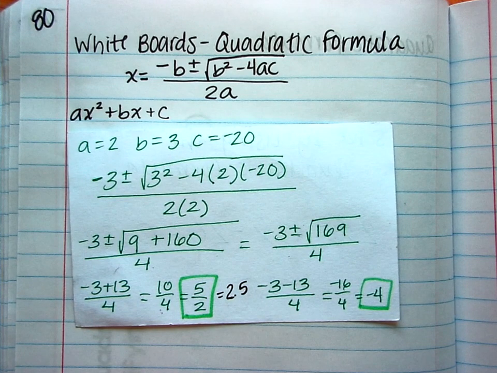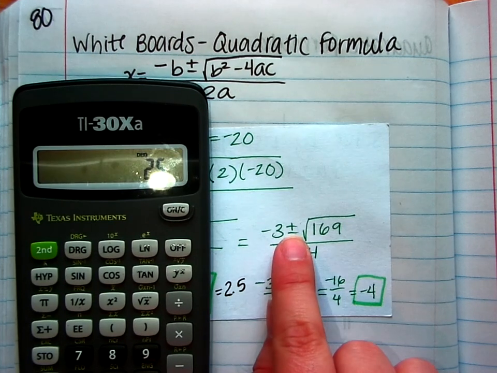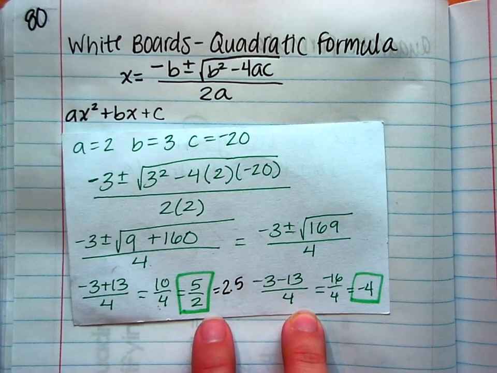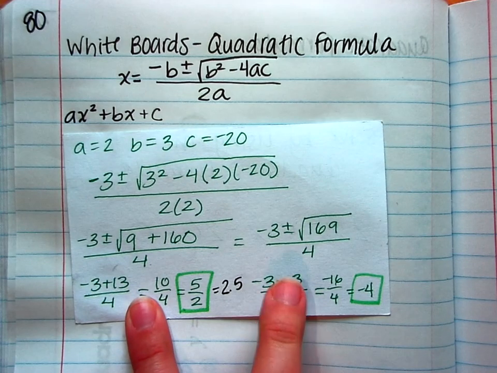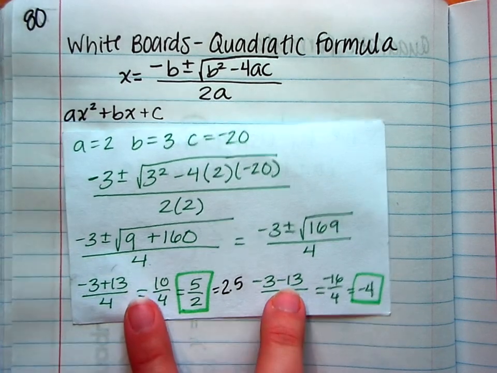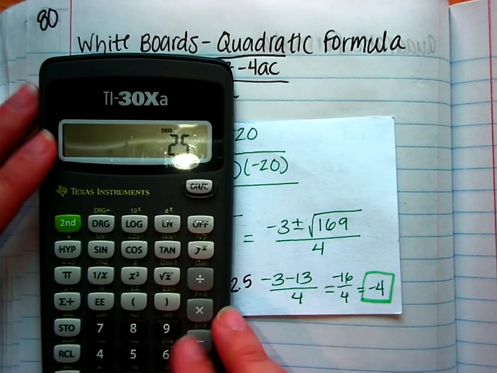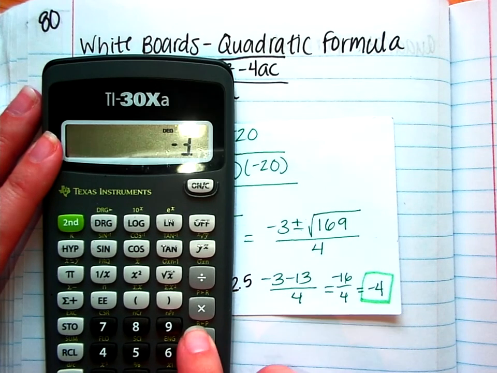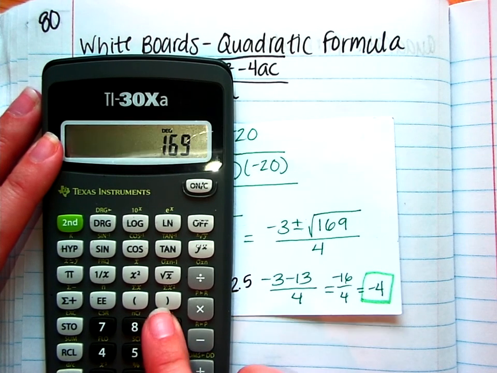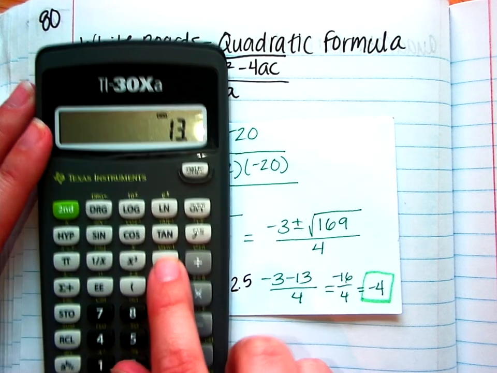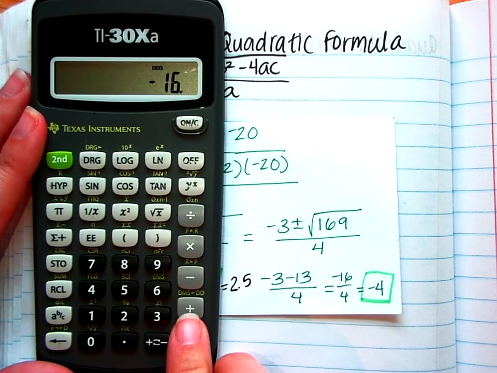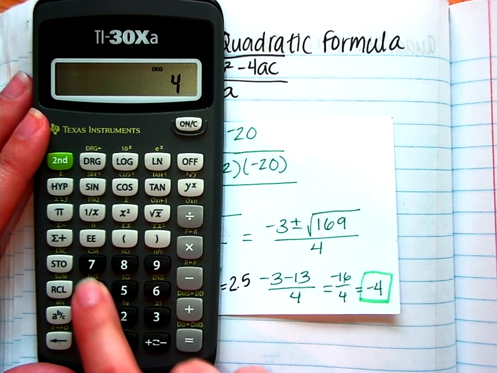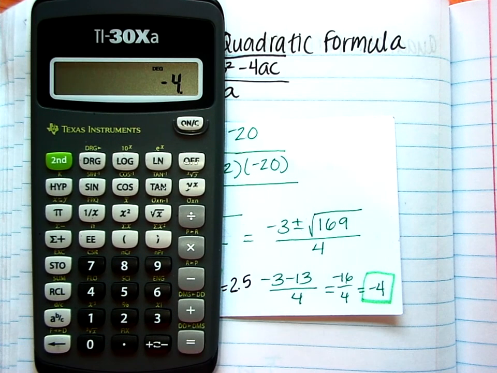All right, practice typing it in with the minus sign. So this plus or minus, remember it breaks up into two problems, one where you add and one where you subtract. So practice typing that in. You're going to hit 3, negative, minus 169, square root, equals, divided by 4, equals. Negative 4. Negative 4 for that answer.